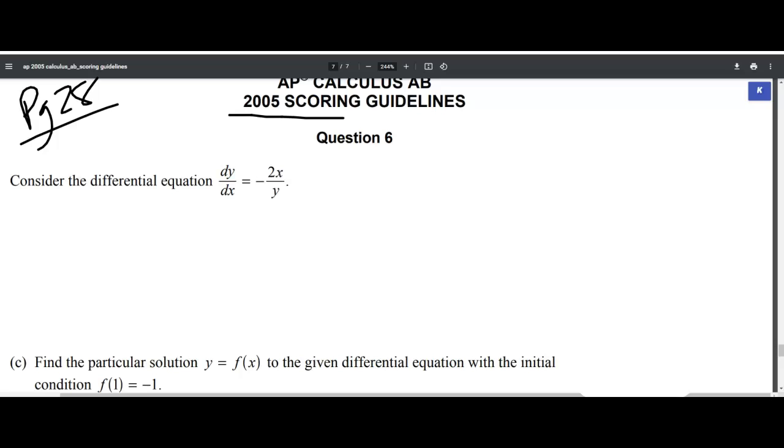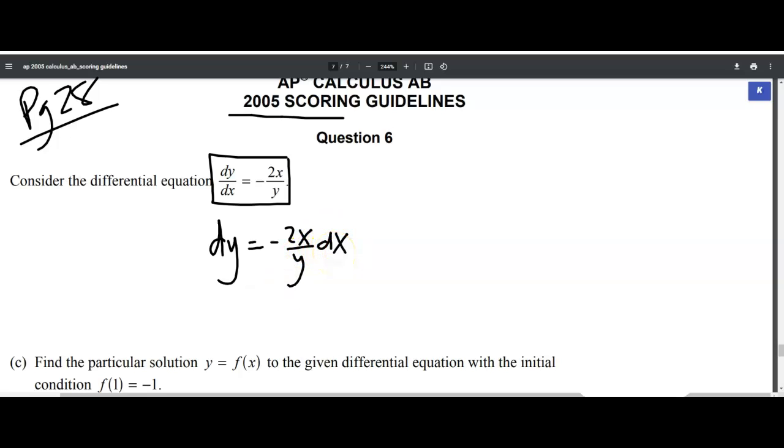So the first step is to separate your variables. So I want to get the y's together and the x's together. So the first thing I would do here is I'd multiply both sides by dx. If I multiply the left side by dx, the dx's cancel and I'm left with just dy. If I multiply the right side by dx, I just have a dx over there now.